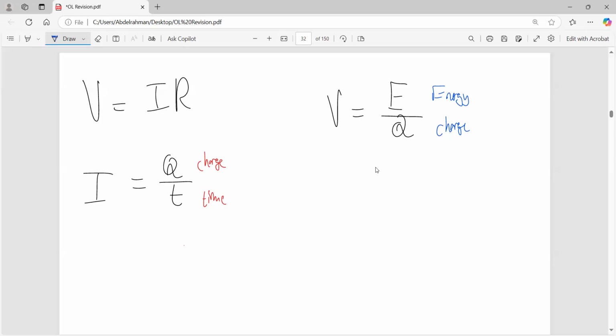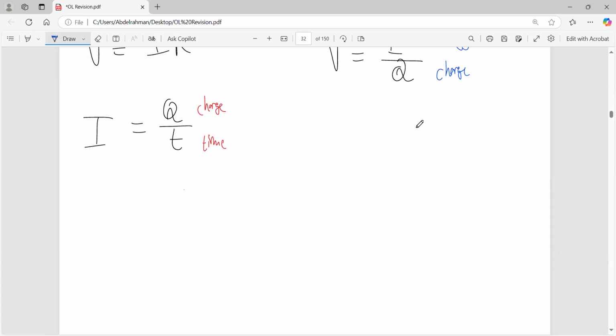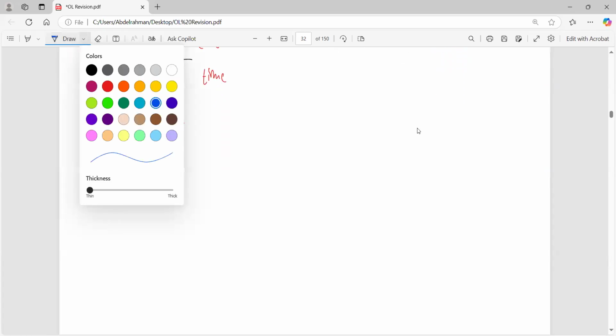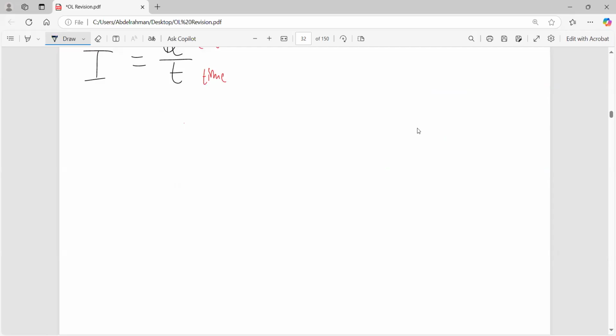So the potential difference and the electromotive force and the voltage, they're all the same. How can I calculate them? Either using E over Q, or by using IR. V equals IR, or V equals E over Q. What is the definition of the potential difference? It's the amount of energy per unit charge. Or the definition of the voltage, it's the amount of energy per unit charge. V equals IR, I equals Q over T, V equals E over Q. And then we have some other equations. What are these other equations? How can I calculate the power?